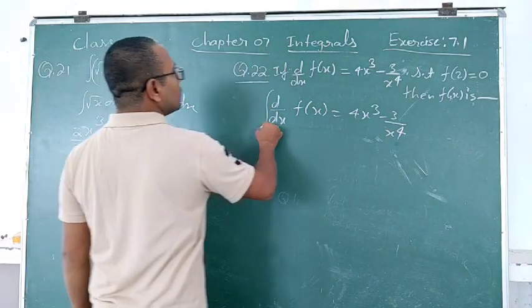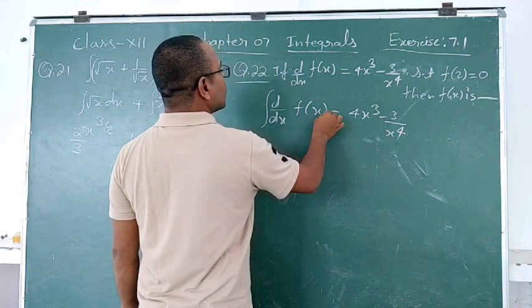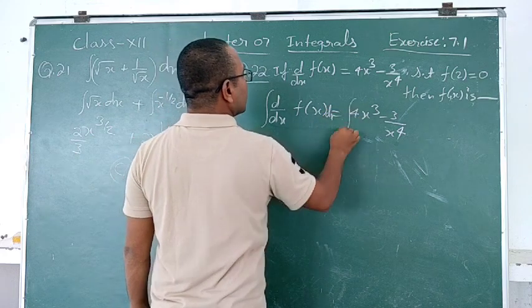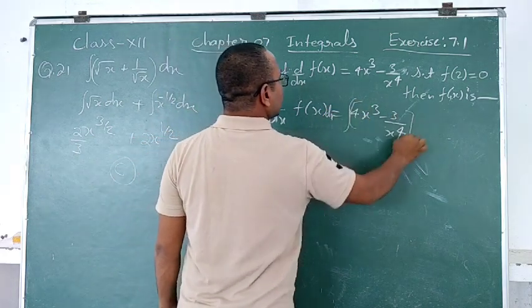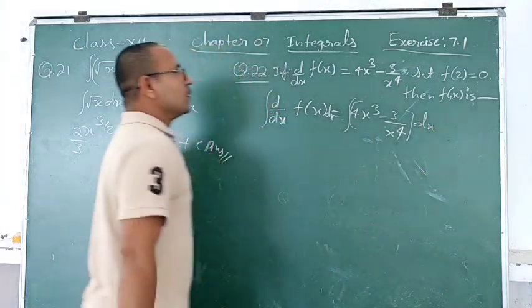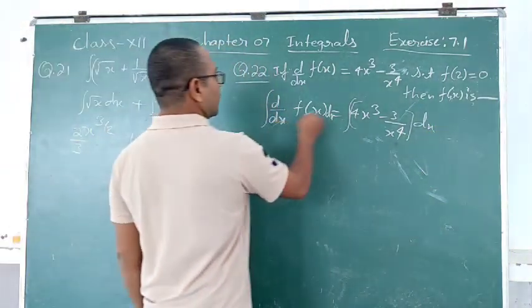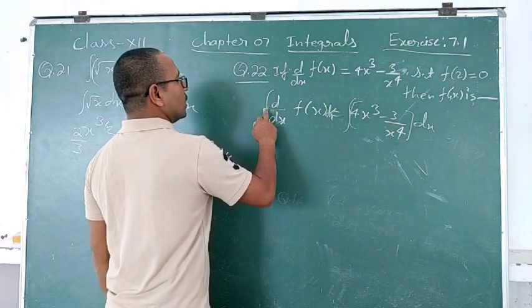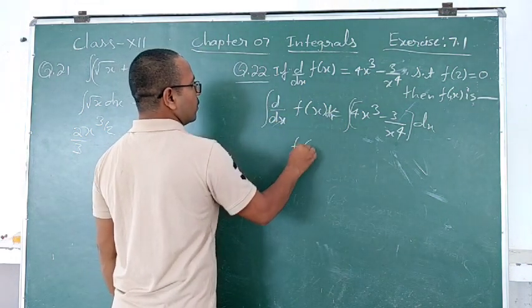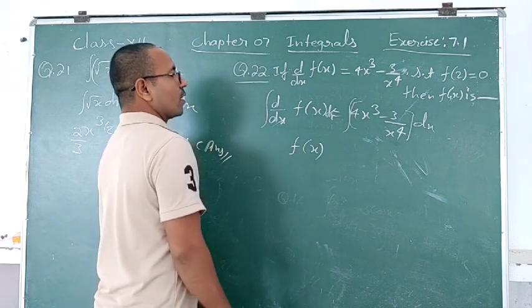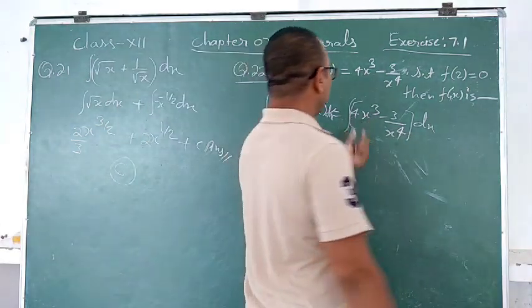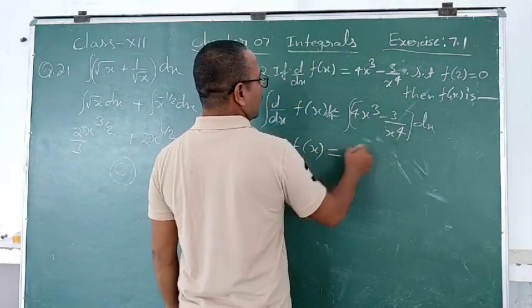So integral, how much do you get? Integral, use the bracket, dx. Nothing else I have done. I have just integrated on both sides with respect to x. So dx and dx can be cancelled. So the integral of these functions will give you f(x). And integrate this one. So how much will you get?